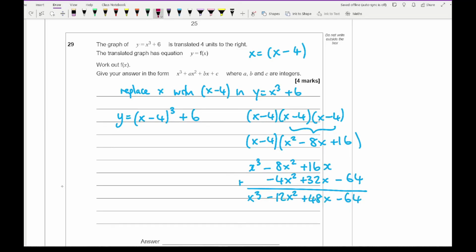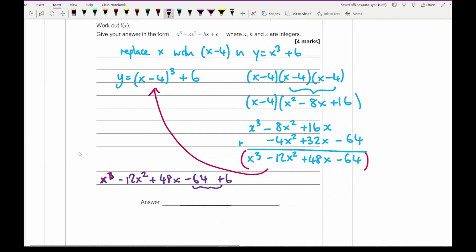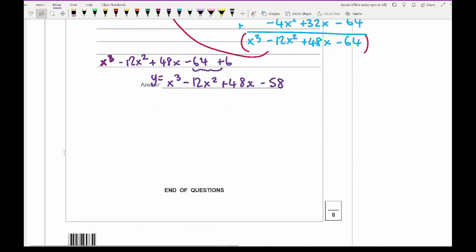Now if I swap this in, what I end up with is x cubed minus 12x squared plus 48x minus 64, plus the 6. Combining those two numbers together gives me my final answer of x cubed minus 12x squared plus 48x minus 58, and that all equals f of x. And there we are, done.